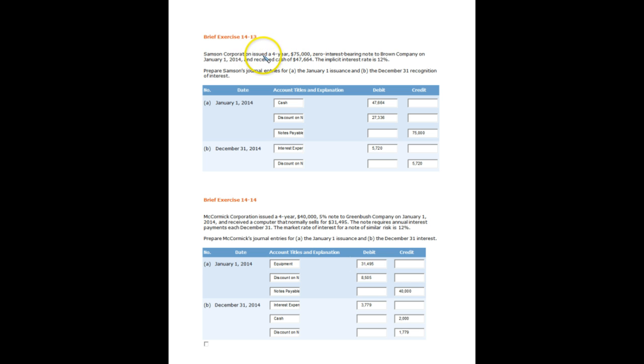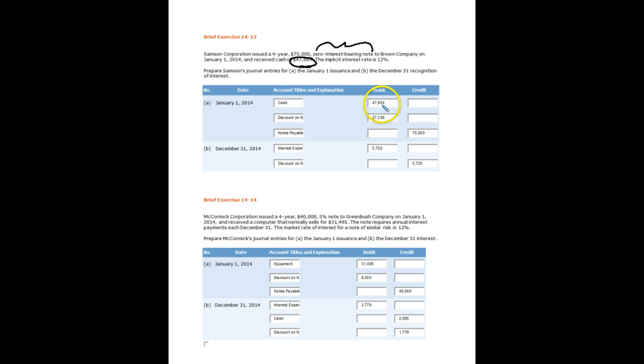So we can see that they're issuing a 4-year note, $75,000, and it says it's zero interest-bearing note. And then it gives us the cash, so we don't have to solve for the present value. It gives us the cash receipt. And then it says the implicit interest rate is 12%. So again, we know in substance there's no such thing as a zero interest-bearing note because time is money. And so we're going to account for the note not at $75,000, but at this $47,664.